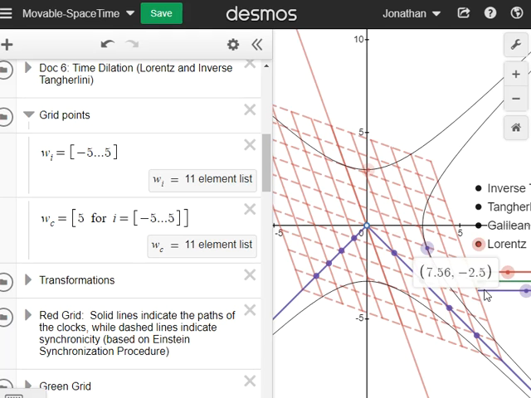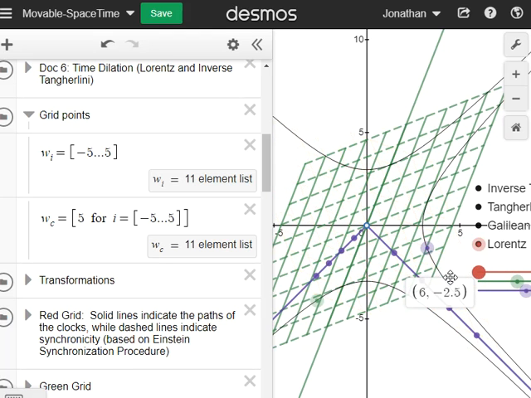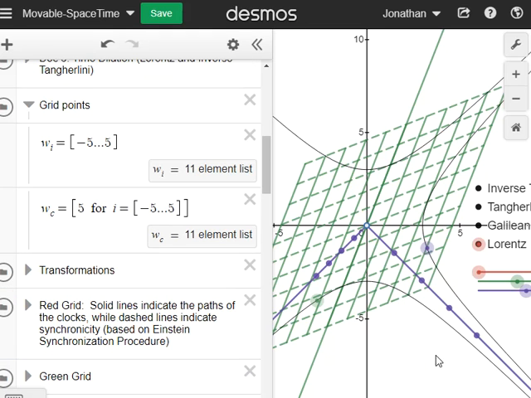On the other hand, according to the green grid, let's turn the green grid on, turn the red grid off. And see, this event here is at -2, -2, and this event here, oh geez, it's way off. Let's look at this event here, it is at about -4.5, 4.5.